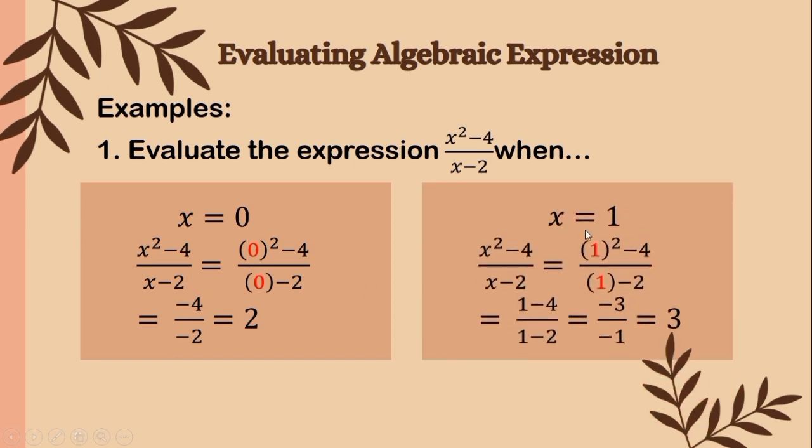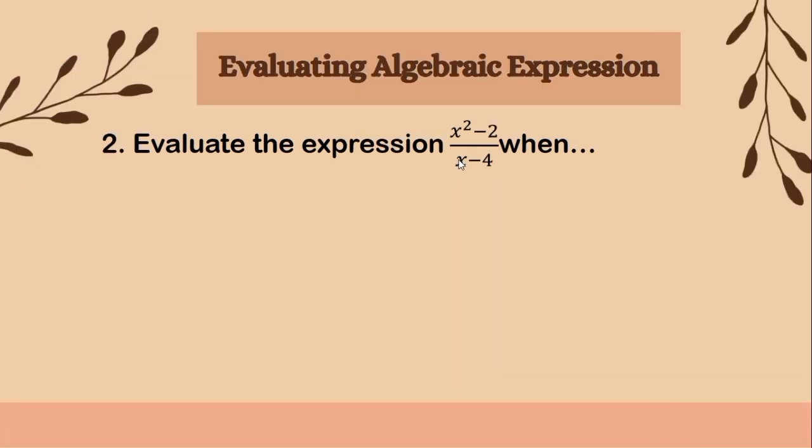How about when x equals 1? Just the same process as x equals 0. We just substitute the value for x, which is 1. So it will be like this. And then simplify, the answer would be 3. So when this expression is substituted with 0 and 1, the expression is considered a rational algebraic expression.